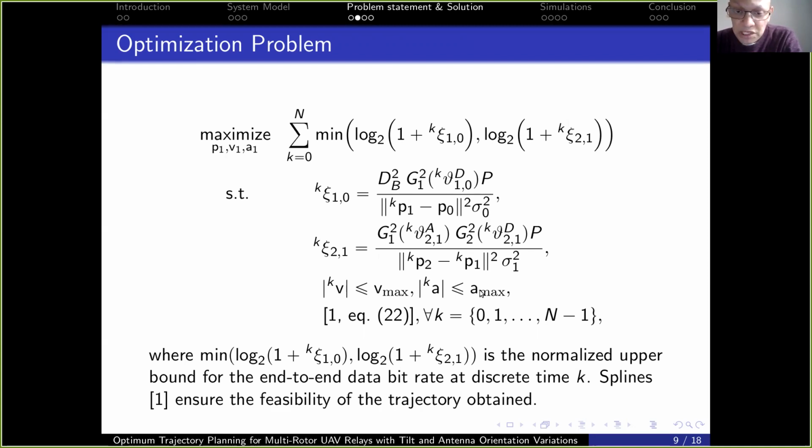Here we are limiting the speed and the acceleration of the UAV1, and this equation provides us the splines that will act as a dynamical model for the UAV1 in order to consider realistic movements, which will tell us how the UAV1 will be tilted during its whole trajectory, which in turn will affect the antenna radiation patterns here.